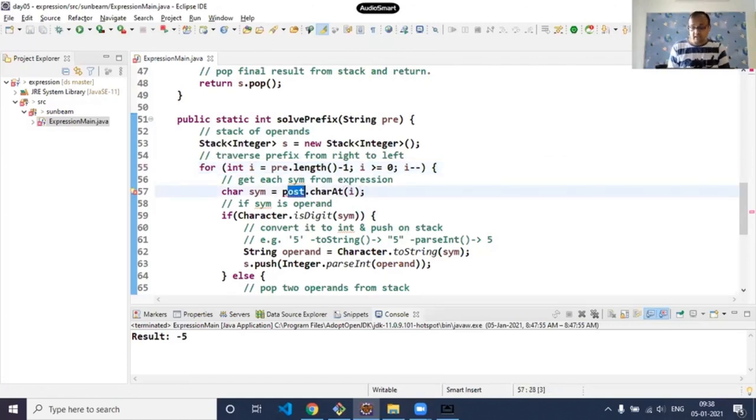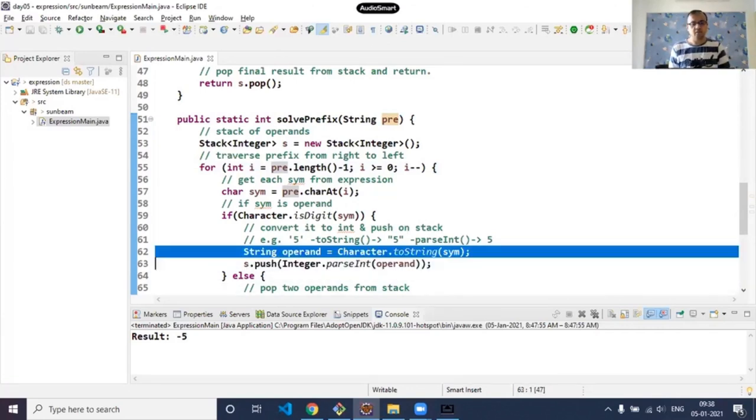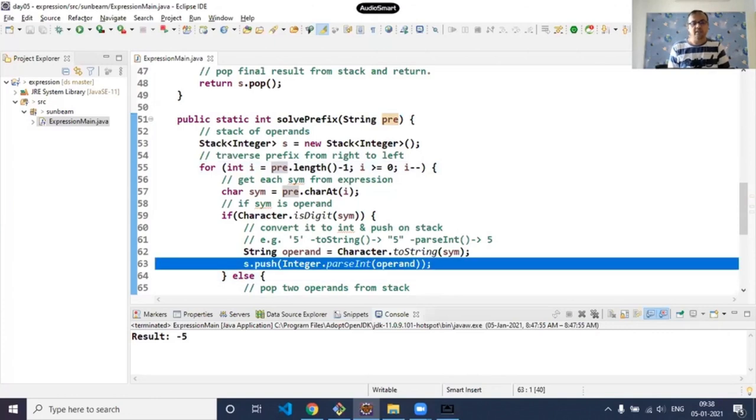Okay, now you want to take each symbol or each character from this. This is going to remain same. If the symbol is going to be the operand, you want to push it onto the stack. That is also all right. All I need to do is that I need to just convert it from the character to corresponding integer. तो हम लोगों ने पहले इसको character to string convert किया और बाद में string to integer convert किया है. यहाँ पर मैंने explanation भी लिखा हुआ है.